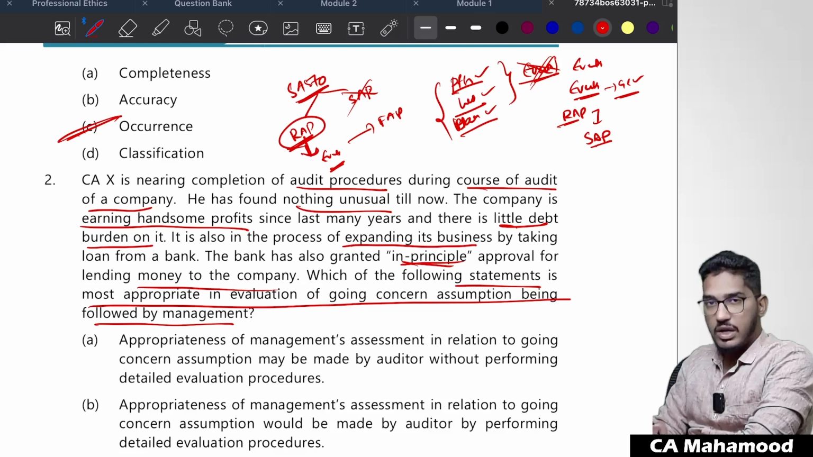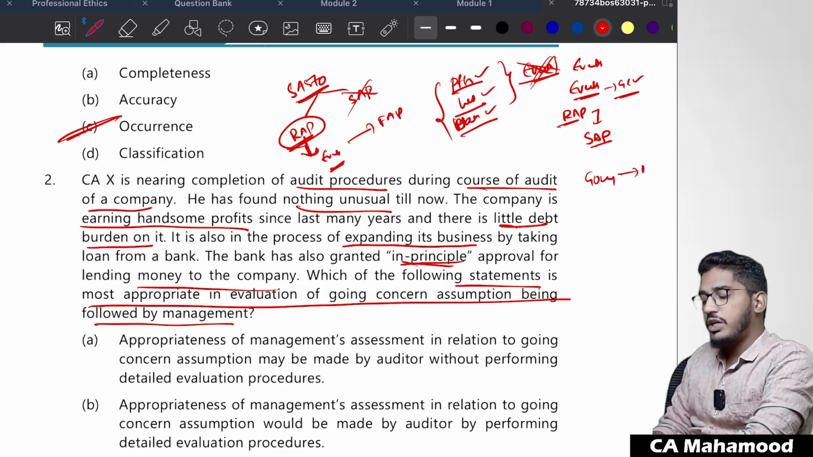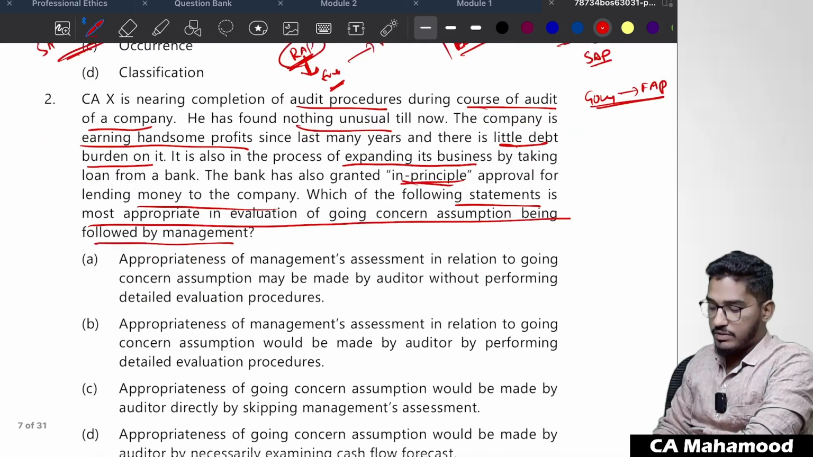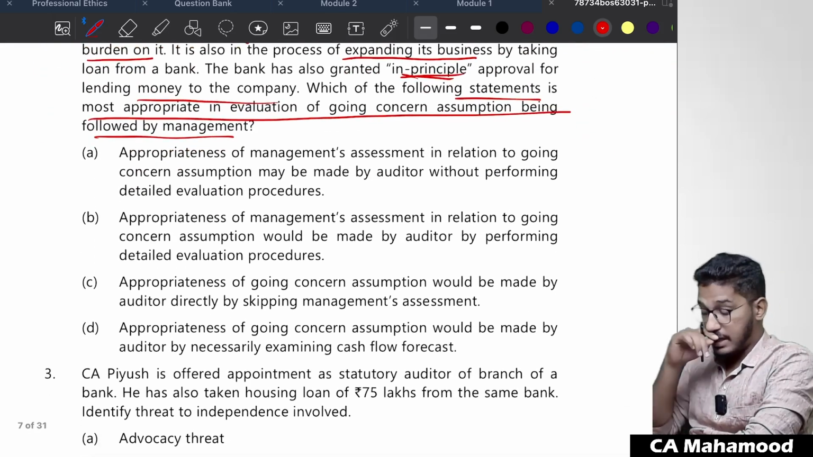In the given case, there are no events or conditions which cast a doubt regarding going concern, so I can decide going concern is valid and there is no need to perform further or in-depth audit procedures. Clear? So this is what we have learned in SA 570. Now out of this explanation, they are asking us to answer some questions.